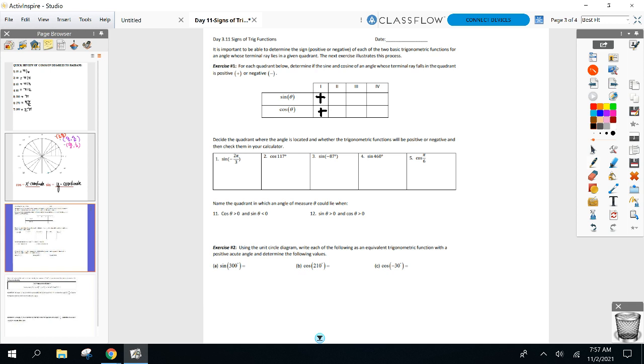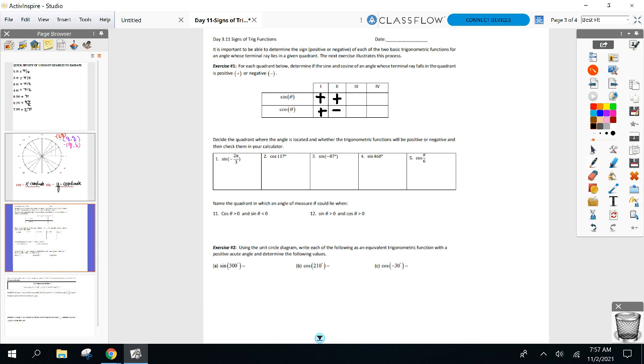Now let's change the game up. Let's go to the second quadrant. Do you think the sine would be positive or negative in the second quadrant? Sine is what coordinate, x or y? Y. What do you know about the y coordinates in quadrant 2? So sine will always be positive in quadrant 2. What about cosine? Cosine will be negative in the second quadrant, always, because the x values are negative.